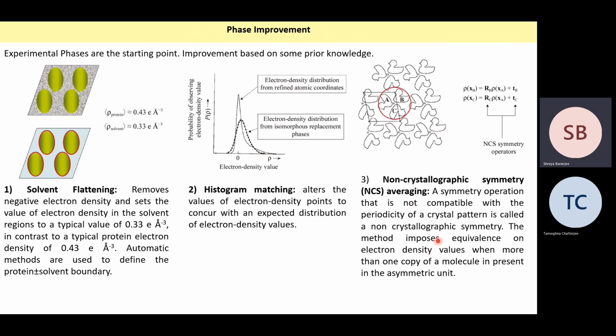What this method does is that it imposes equivalence on electron density values when more than one copy of a molecule is present in the asymmetric unit. So basically, if you have derived the electron density of A very accurately, you can use it to predict the electron density at B and C. So based on the prior knowledge of the electron density of A, the electron densities of the other structures can be found.